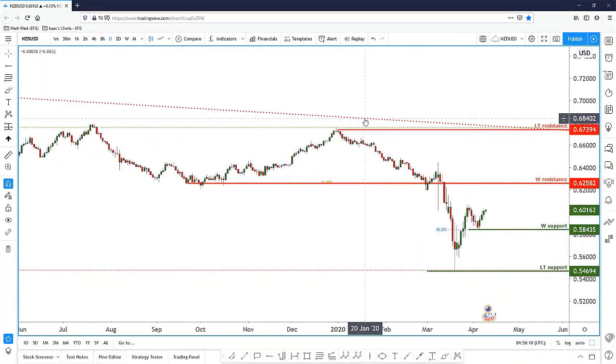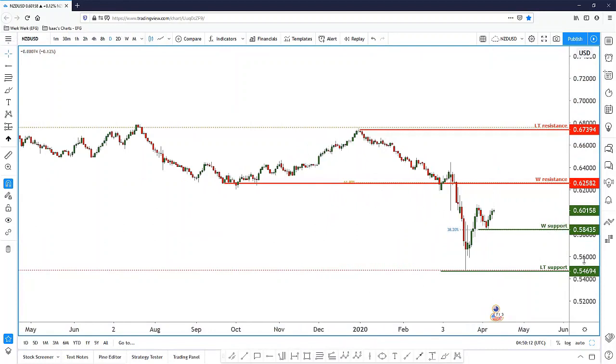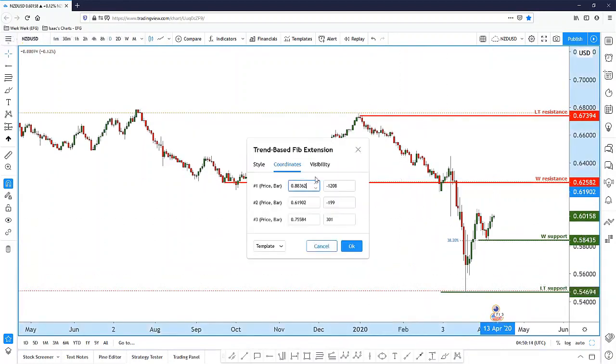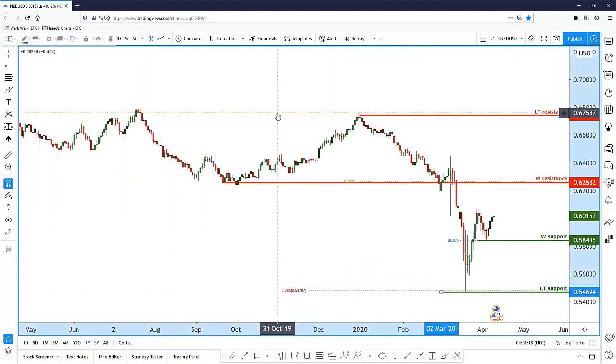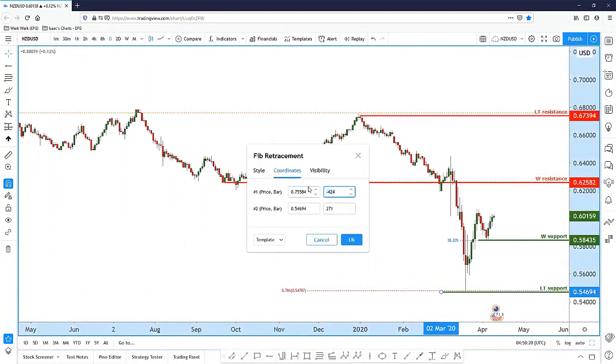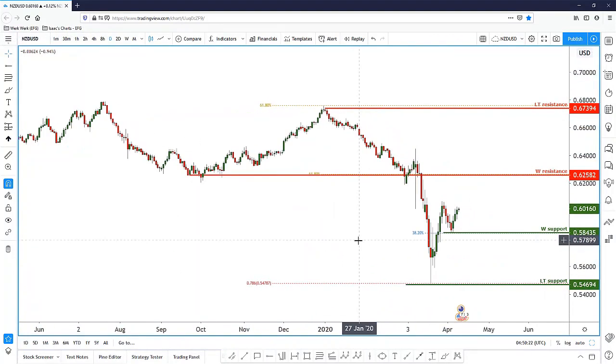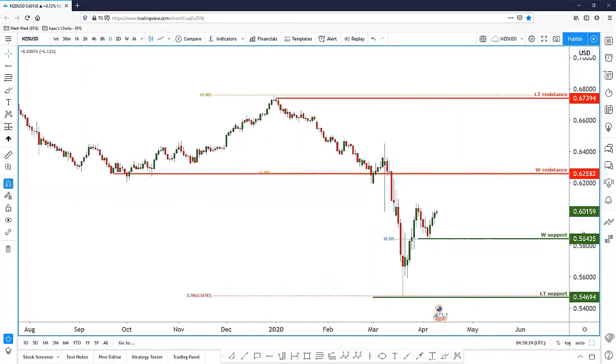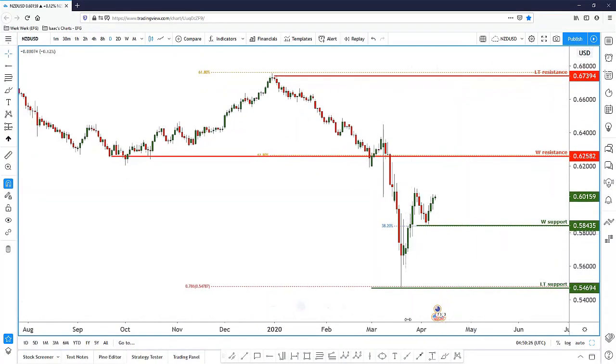Let me remove this long-term descending trend line because it's too far away and it doesn't serve its purpose on a daily. And for now, let me just tidy things up so it's easier to see. Okay, so we see that price actually has sort of made a push up, rejected off the long-term support, pushed up here, came back down here, retested this weekly support, and seems to be pushing upwards towards the weekly resistance.